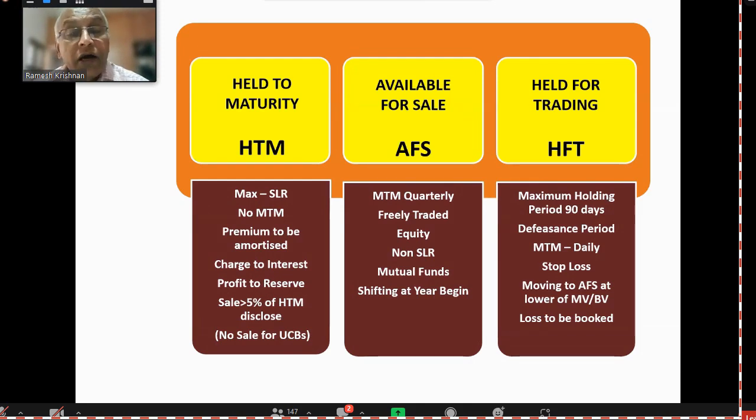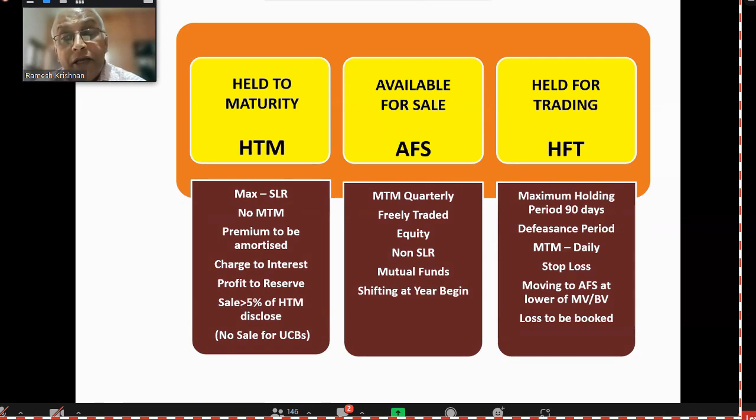You can have all non-SLR securities like your Ashok Leyland Finance debenture or L&T debenture or Adani Corporation's debenture. All this non-SLR will come only in AFS. In HTM, only SLR category can be. Equity will come, mutual funds will come.